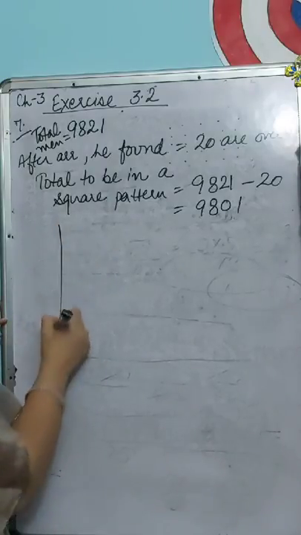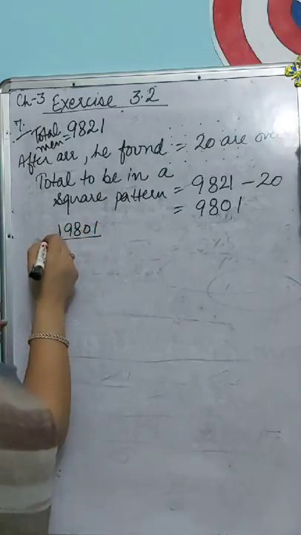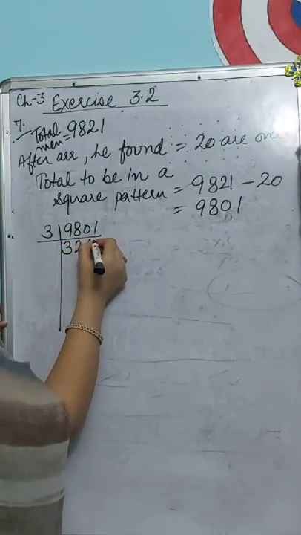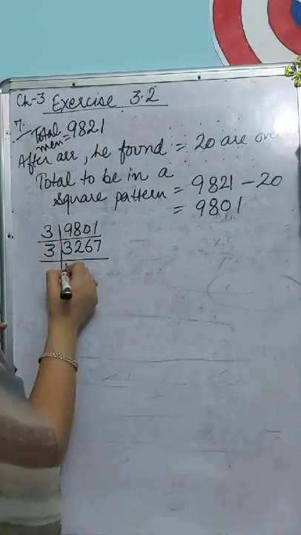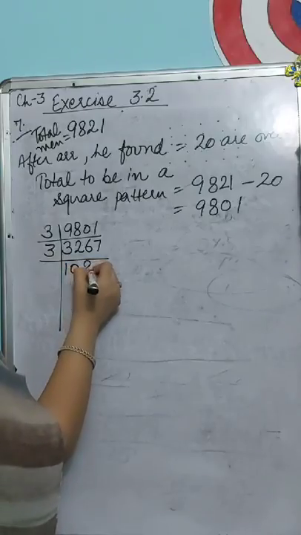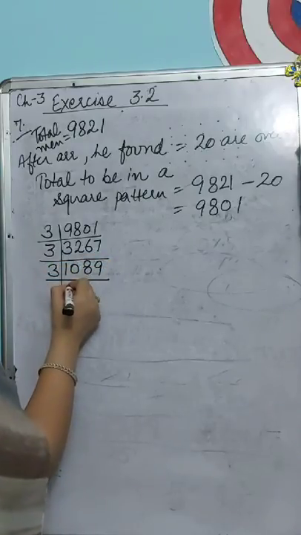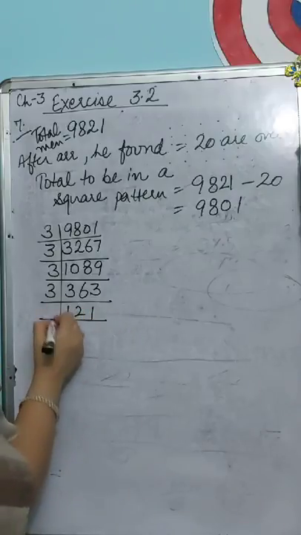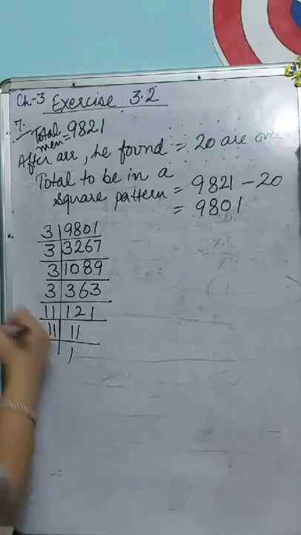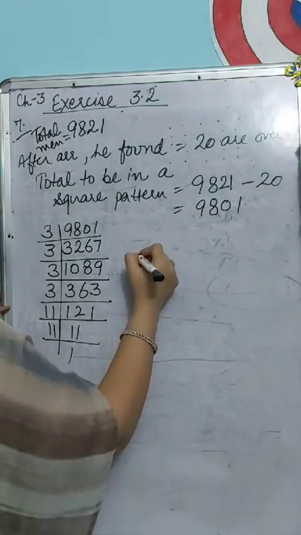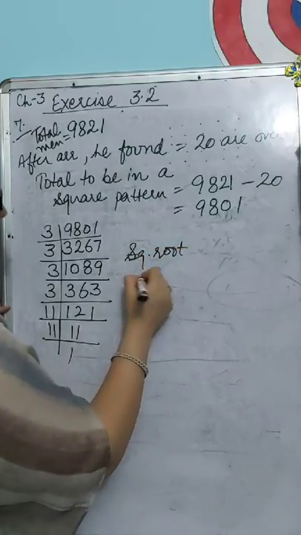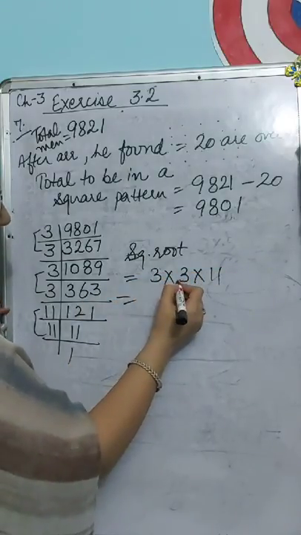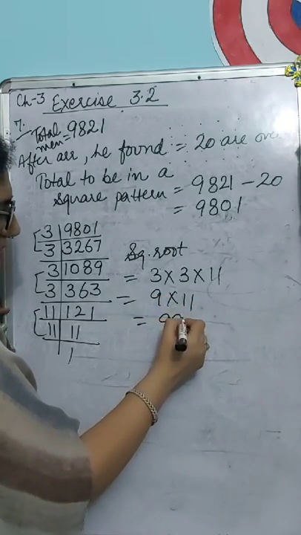Now what we have to do is find the square root by prime factorization. First of all, 3 3s are 9, 3 2s are 6, 3 6s are 18, 3 7s are 21. Again 3 1s are 3, 3 3s are 9, 3 6s are 18, 3 3s are 9, and 3 121. Now 121 we know is the square of 11. So now we have got the square root is 3, 3 and 11. So it is 9 into 11, that means 99.